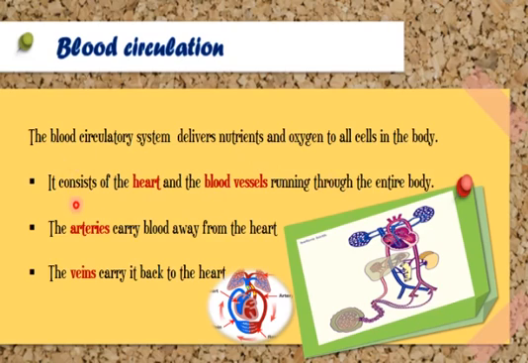So the circulatory system consists of the heart and blood vessels throughout the entire body. The blood vessels can be arteries, which carry blood away from the heart, and they carry oxygenated blood. Veins carry blood back to the heart. You can see the blue blood is moving towards the heart, and the arteries are taking blood away from the heart. So this is blood circulation, and we will see it in detail in this video lesson. So keep on watching this video lesson.